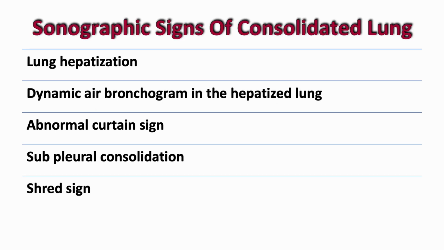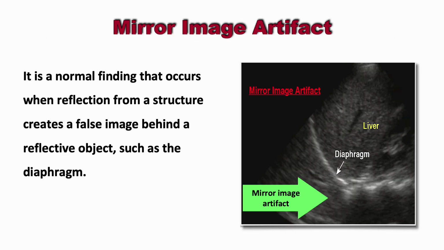Consolidation pattern. Sonographic signs of consolidated lung: lung hepatization, dynamic air bronchogram in the hepatized lung, abnormal curtain sign, subpleural consolidation, and finally shred sign. Mirror image artifact is a normal finding that occurs when reflection from a structure creates a false image behind a reflective object, such as the diaphragm. When you look at the left of the screen, you think it's another liver, while in fact it is a mirror image of the liver.